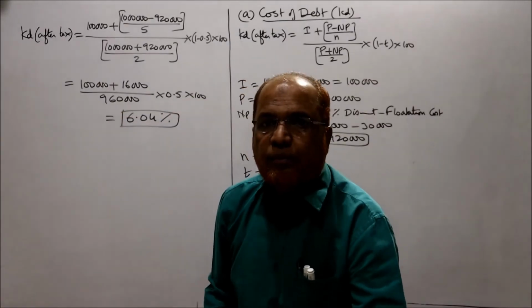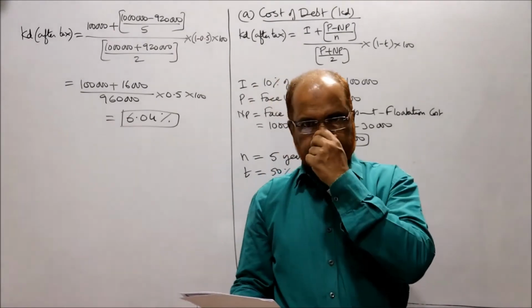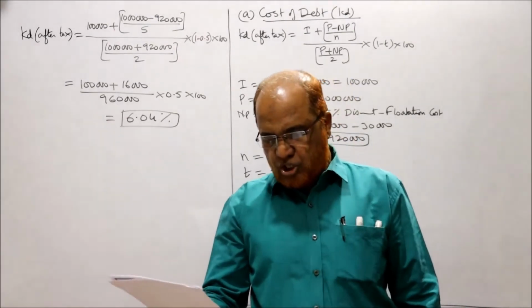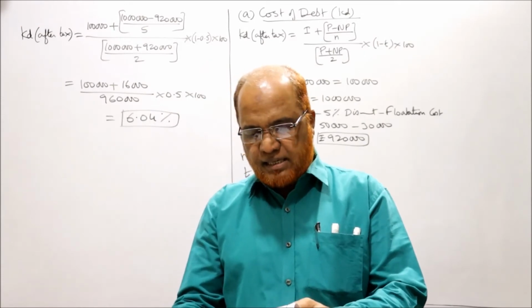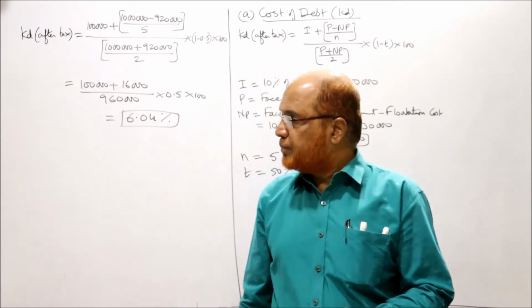See the 10th problem. A firm issues debentures of rupees 1 lakh and realizes 98,000 after allowing 2% commission.